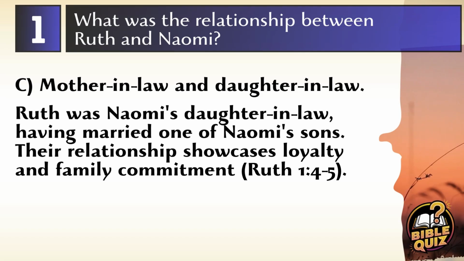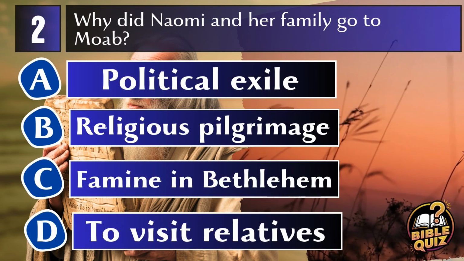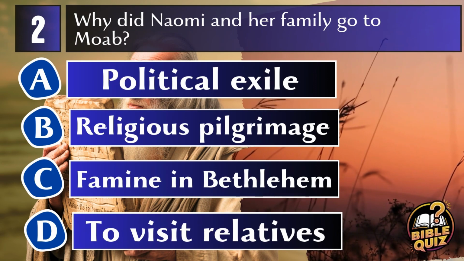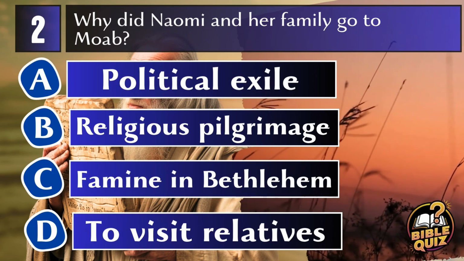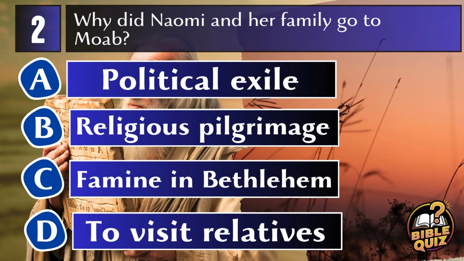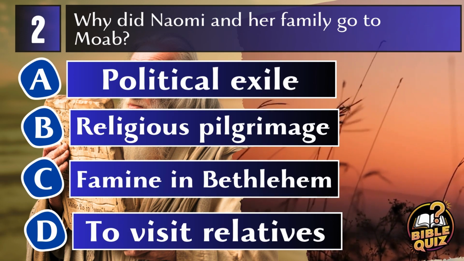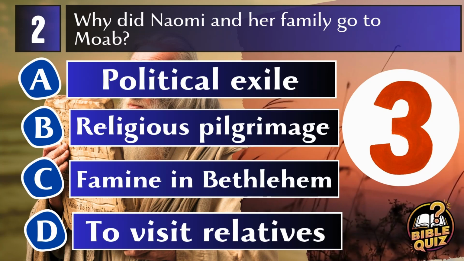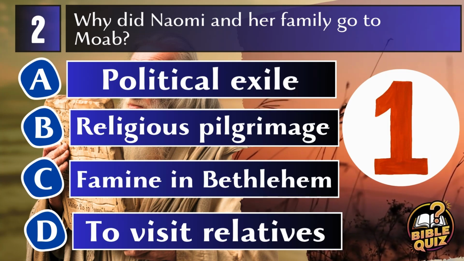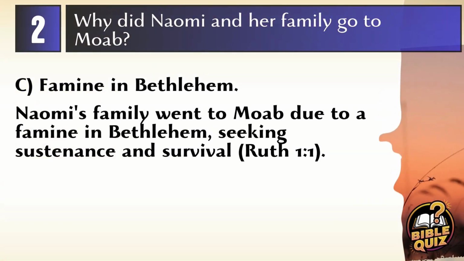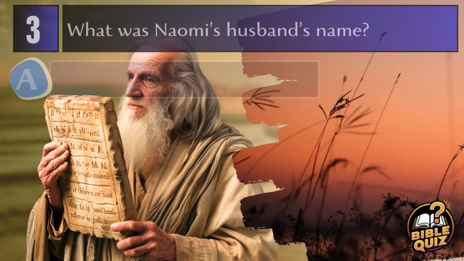Ruth 1:4-5. Question 2. Why did Naomi and her family go to Moab? A. Political exile. B. Religious pilgrimage. C. Famine in Bethlehem. D. To visit relatives. Answer: C. Famine in Bethlehem. Naomi's family went to Moab due to a famine in Bethlehem, seeking sustenance and survival, highlighting the harsh conditions they faced. Ruth 1:1.